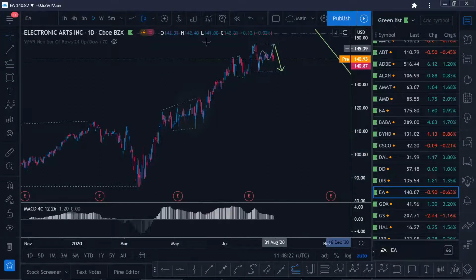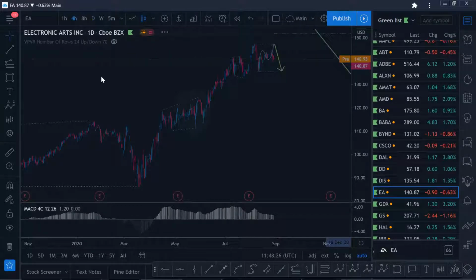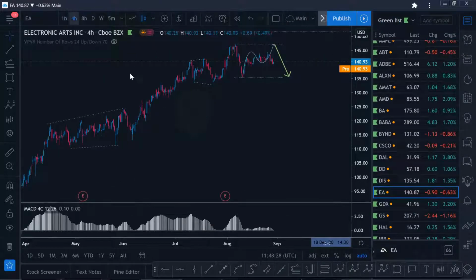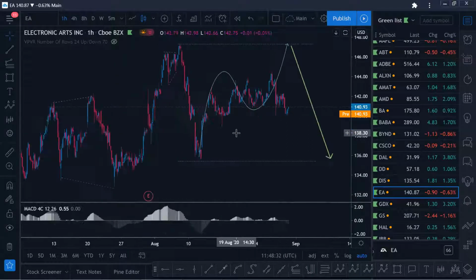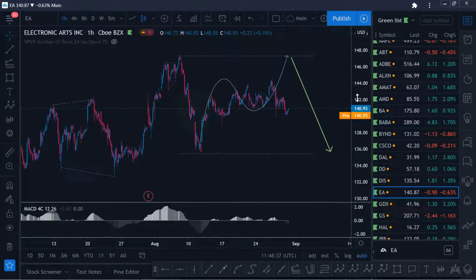The only thing we haven't seen is some downside momentum following this high. We had a small little impulse and we've gone into some choppy price action, which makes me feel like this impulse is actually an A wave correction for a little bit more upside.